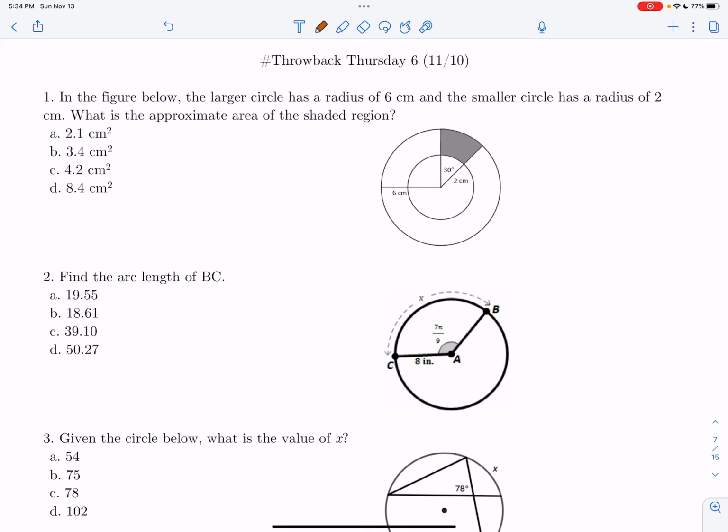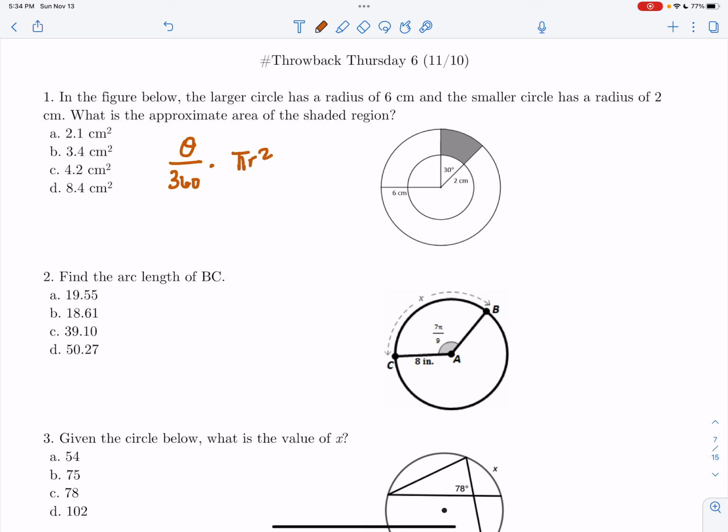Alrighty, here's problem set 6, which is on 1110. And for number 1, we want to find the area of the shaded region. Now remember that your sector area is theta over 360 times pi r squared.